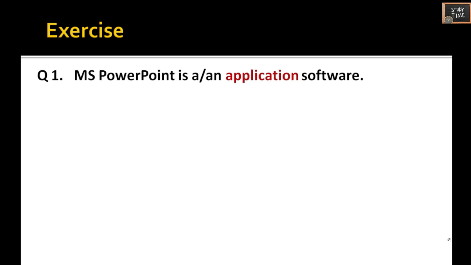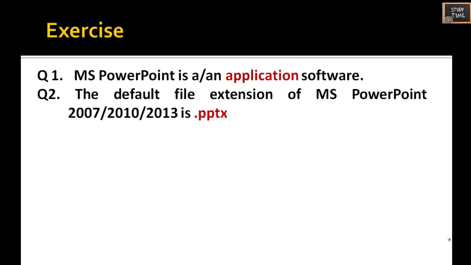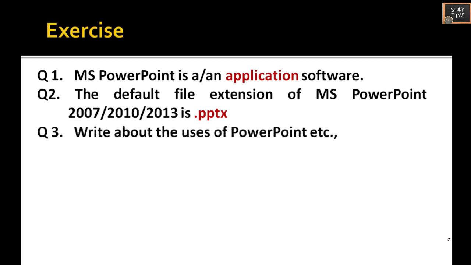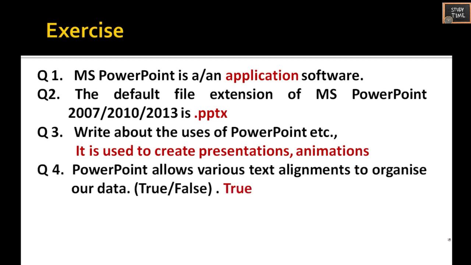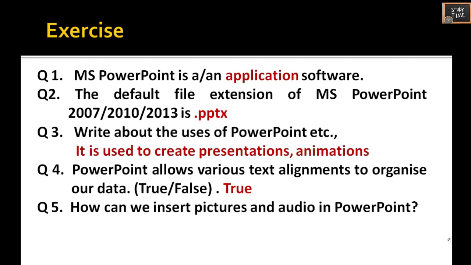Next we'll see the exercise from this chapter. MS PowerPoint is an application software. The default extension of MS PowerPoint is .pptx. What are the uses of PowerPoint? It is used to create presentations, animations, etc. PowerPoint allows various text alignments to organize our data. True or false? It is true. How can we insert pictures and audio in PowerPoint? Insert pictures, insert sound.